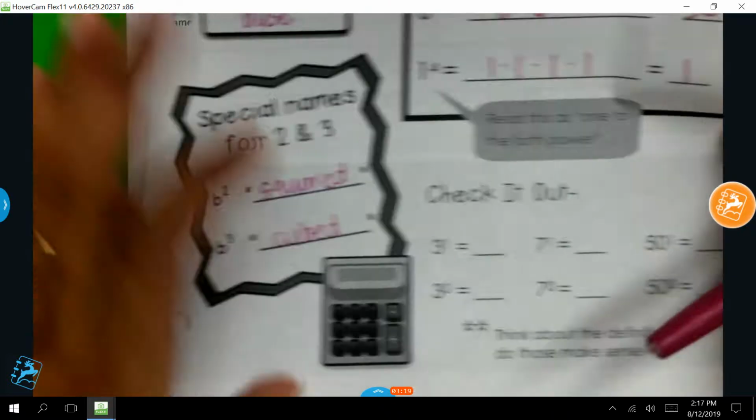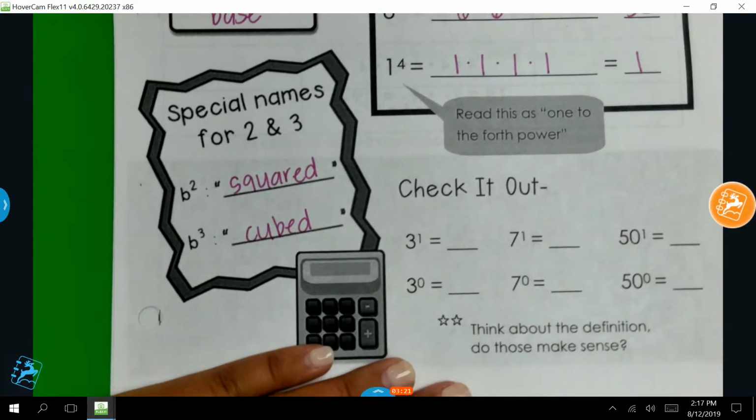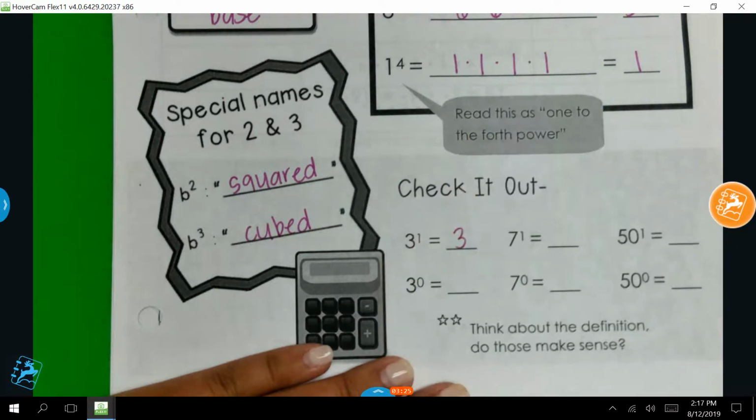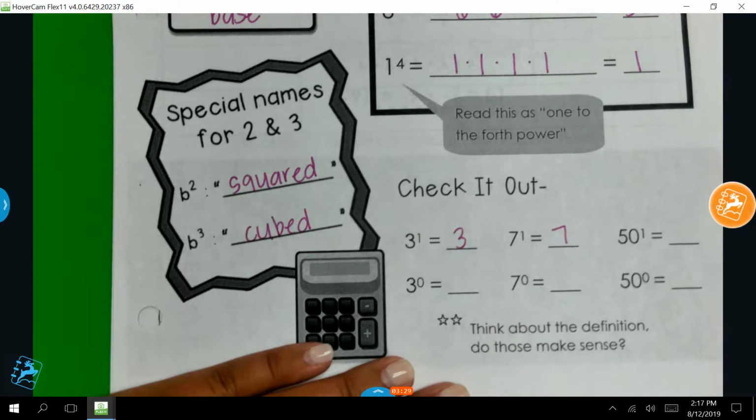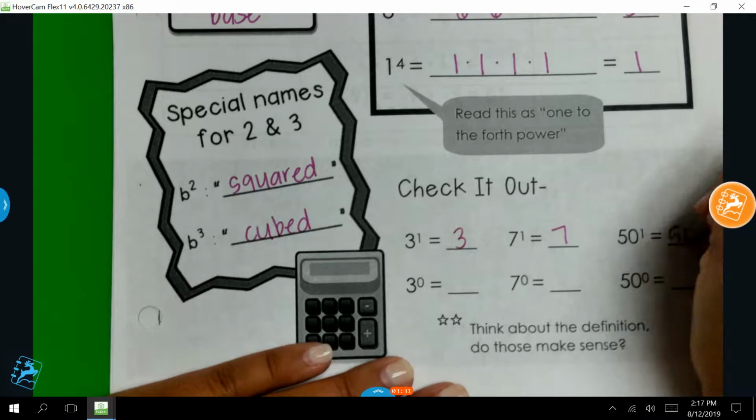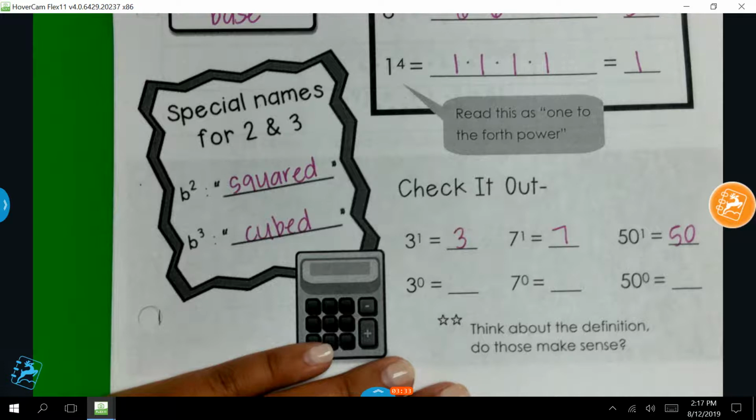All right. 3 to the 1st. What do you think that gives me? 3. What about 7 to the 1st? 7. 50 to the 1st? 50. So can you come to a conclusion about anything to the 1st power? It is always going to equal the base. Okay. So any number raised to the 1st power is going to be that number, that base.